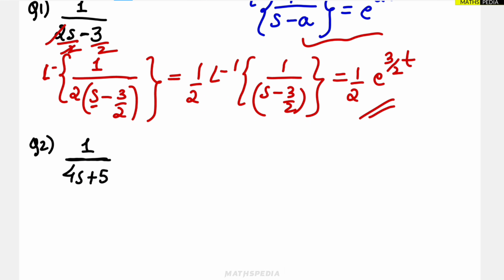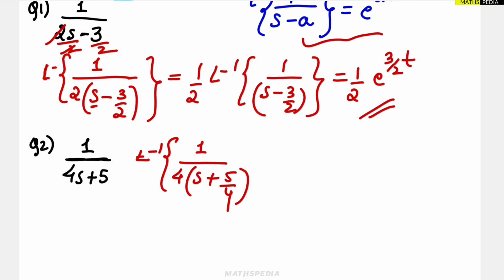One more question based on this formula itself. Here also we have to make it s minus a, and remember that here it is plus, so no need to worry about that. We'll try to make it in s minus a form. Whatever the coefficient of s is, just take it common. So this becomes the Laplace inverse of 1 divided by, I'll take 4 outside. Whatever the coefficient is, take it outside. Then s will remain, plus 5 divided by 4. Whatever is outside, just divide by 4. That's it.